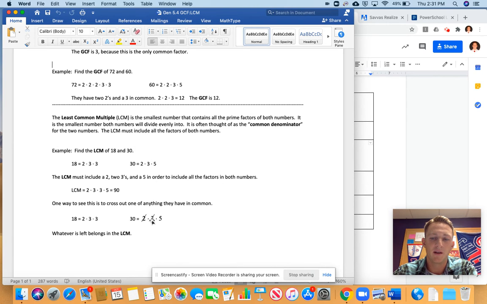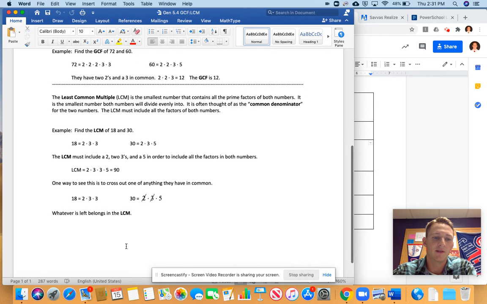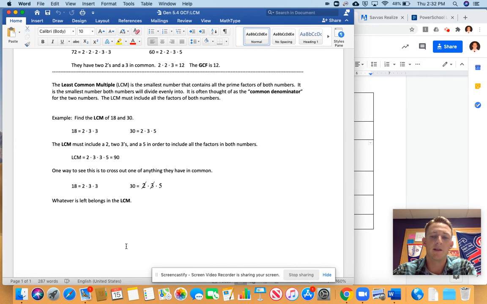multiplied by something in the first number, we're not going to do it a second time, right? So we've already multiplied by a 2 right here, so we're not going to do it a second time right here. We've already multiplied by a 3 right here, so we're not going to do it on the right side. And so then again, we just cross these out and we see 2 times 3 times 3 times 5. Again, that's 90, and whatever is left over is in the least common multiple.